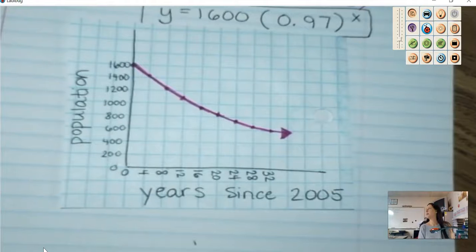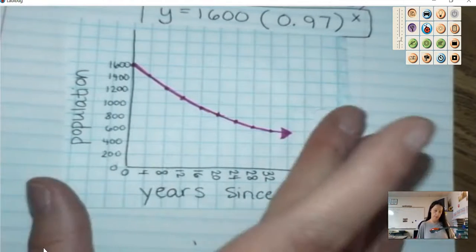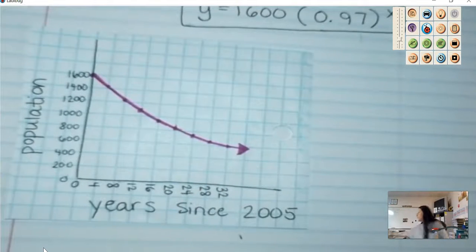Your curve should be nice and smooth. It should not be jagged like a heartbeat. And then when you're ready, glue that into your notes. And then we're going to do domain and range.